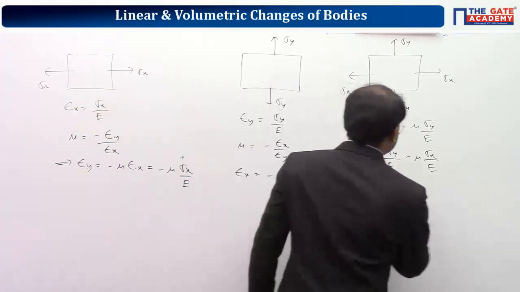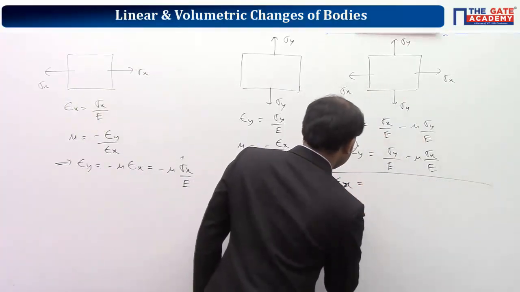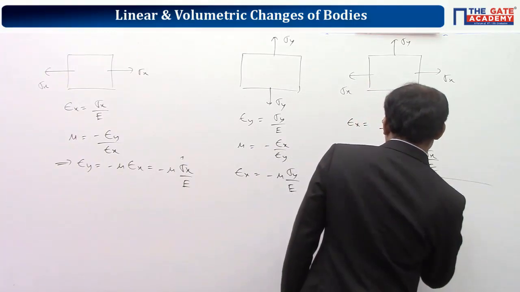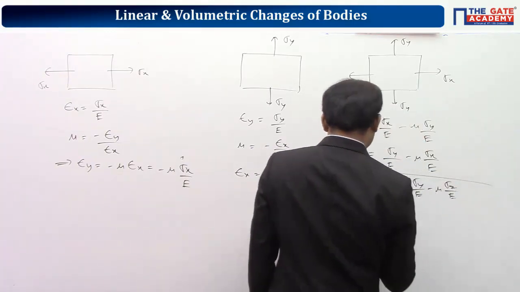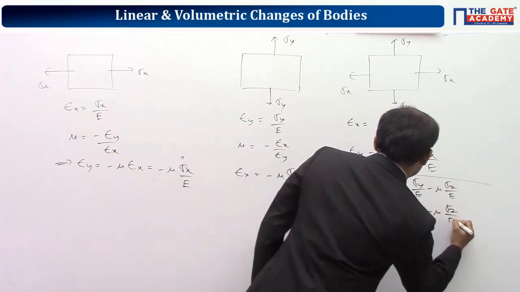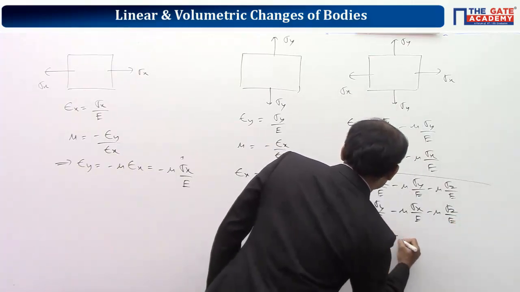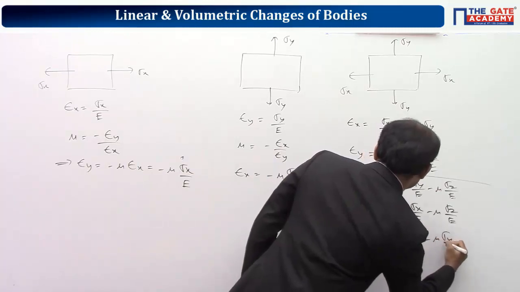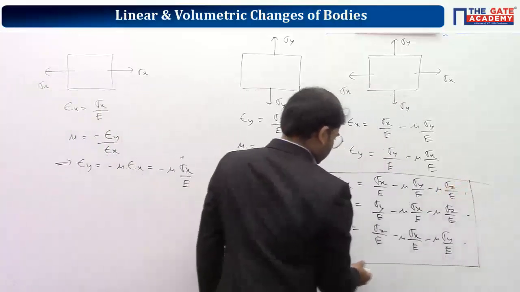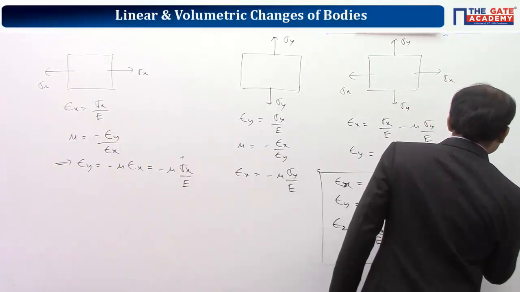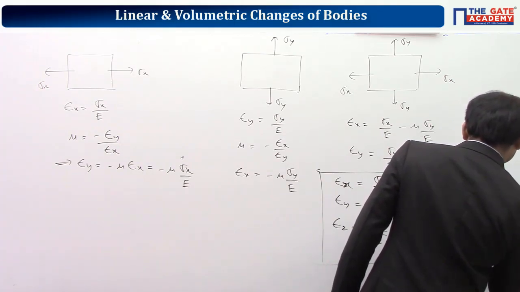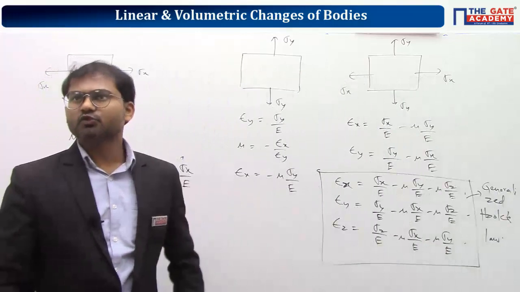If you have a scenario where sigma z is also there, you'll get equations like this: epsilon x is sigma x by E minus mu sigma y by E minus mu sigma z by E. Epsilon y is sigma y by E minus mu sigma x by E minus mu sigma z by E. Epsilon z is sigma z by E minus mu sigma x by E minus mu sigma y by E. Understood? These equations are given the name generalized Hooke's law.